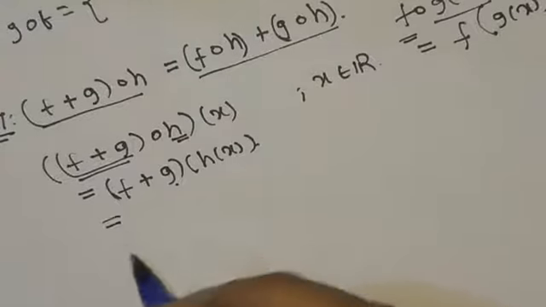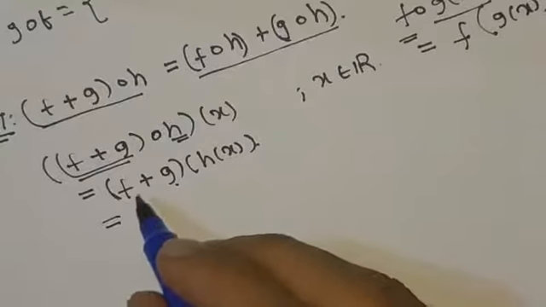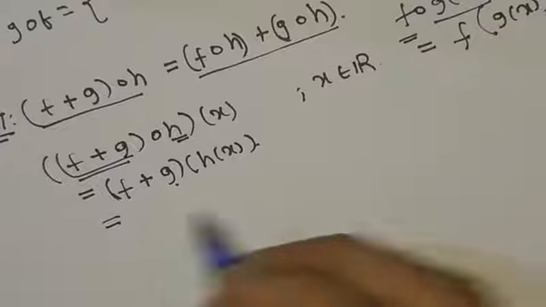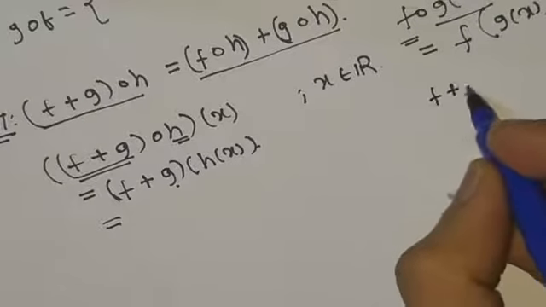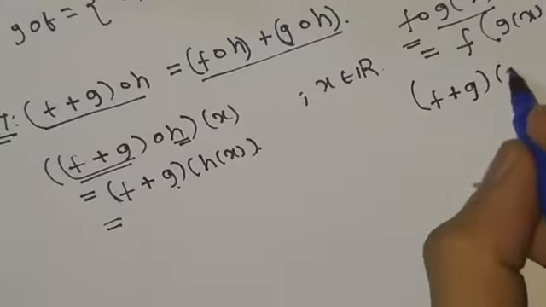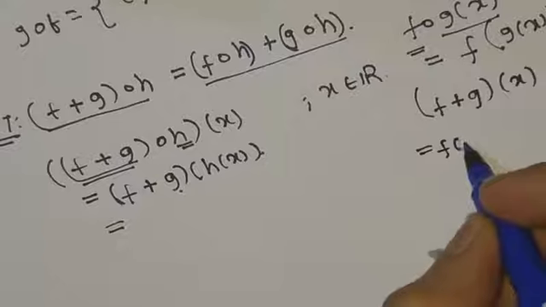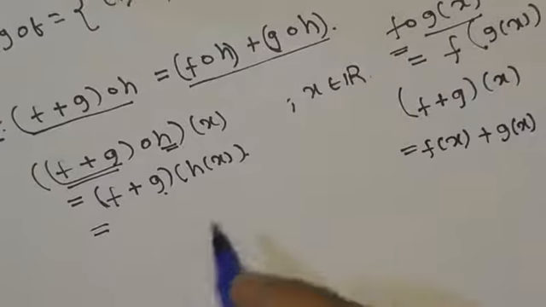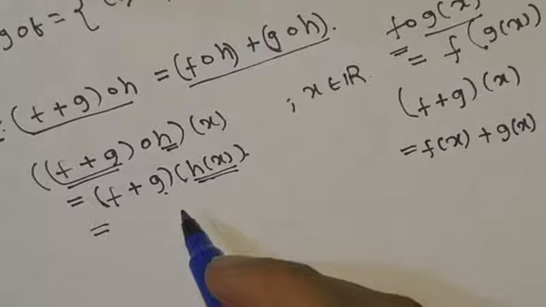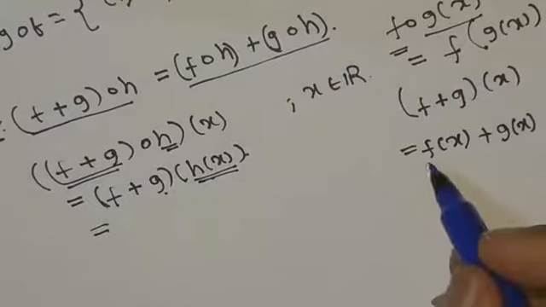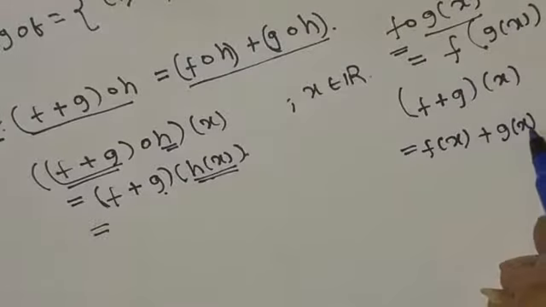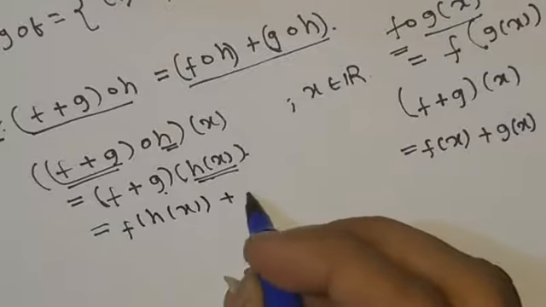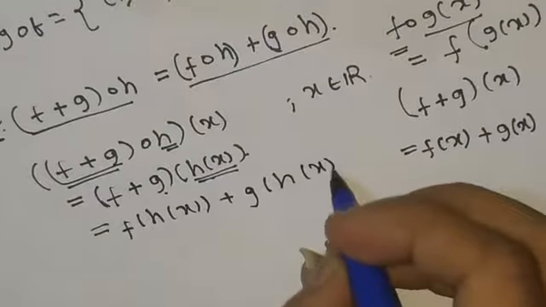Okay, so now by the definition of the sum of two functions f and g, what do you get? f plus g of x is equal to f of x plus g of x, right? So here now x is replaced by h of x. So what you will get is f of h of x plus g of h of x.